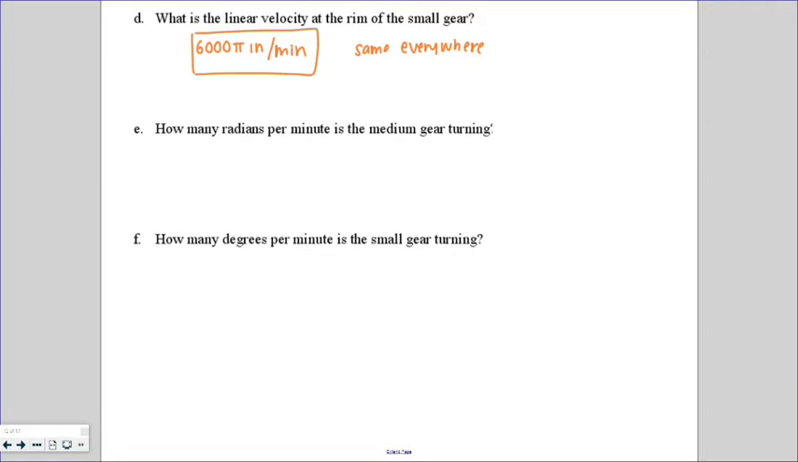Okay, so then we go into, how many radians per minute is the medium gear turning? Well, radians per minute, I'm still asking for angular velocity here. I need to know what the angular velocity of the medium gear is. Now, it's going to be different because it's a different circle than the large gear. So we have to use the equation. Angular velocity is linear velocity times 1 over r. We have the linear velocity of the medium gear. It's the same as the small and the large gears. 6,000 pi inches per minute. And we're going to multiply that by 1 over r.